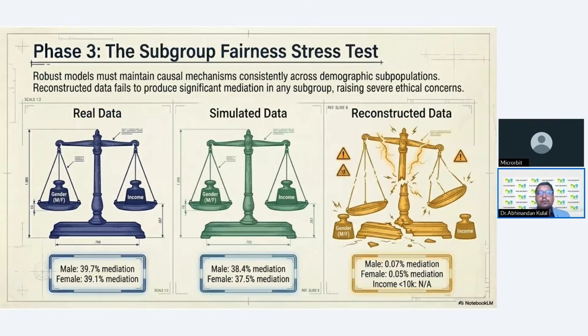Then for subgroup fairness, again we compare the mean value of a particular construct between groups, taking gender and then the income level of the respondents. We compare the variance of each construct between and among groups. That also collapsed here. The variance of a particular construct between groups is completely different in real data and in reconstructed data. In real data, the mediation is there for both male and female, which is consistent. In simulated data it is more or less similar, but in reconstructed data the mediation is very insignificant and there is a very significant difference.